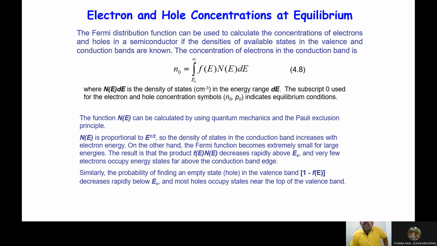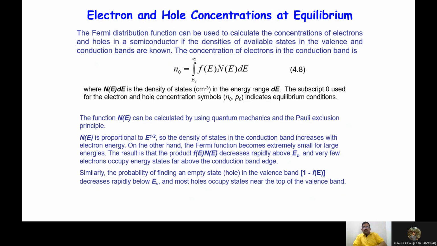As I told you, within an energy level, there are countless states. To give you an idea about this density of states, at room temperature it will typically be anywhere between 10 power 16 and 10 power 19, depending on whether it is an intrinsic semiconductor, and also depending on the temperature. So you have to understand that N of E, the density of states, is very important.